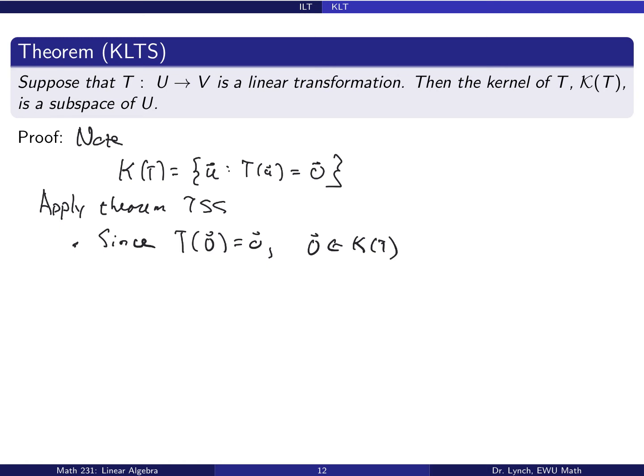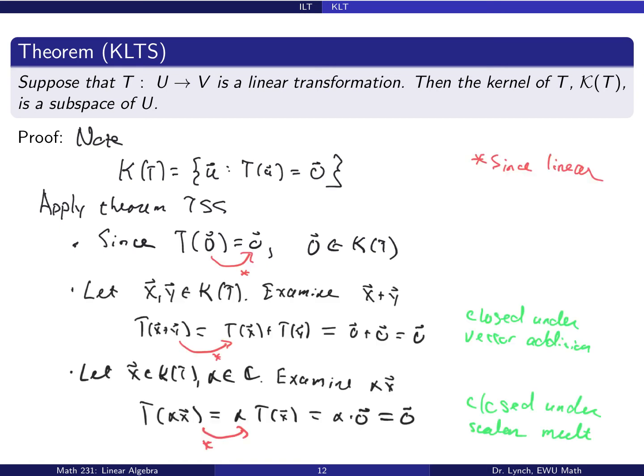Now we'll just go ahead and show that our kernel is closed under vector addition and scalar multiplication. For x and y elements of the kernel, we see that the image of x plus y is also an element of the kernel. So the kernel is closed under vector addition. When x is an element of the kernel and alpha is a scalar, we see that alpha x is an element of the kernel. So the kernel is closed under scalar multiplication.